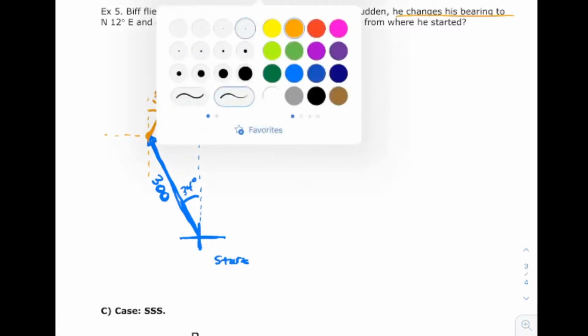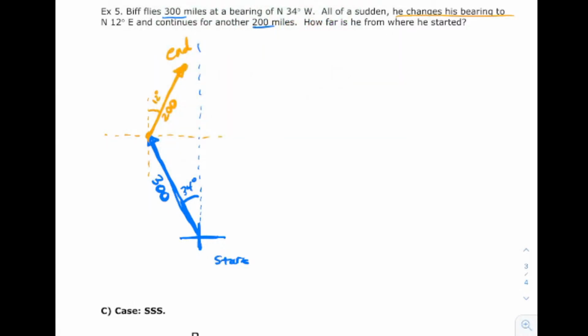And now what's the question? The question is, how far is he from where he started? Well, he started over here and he ended over here. So if you join these carefully, what we're trying to figure out is the length of that little green line there.